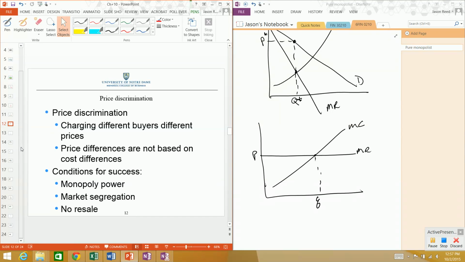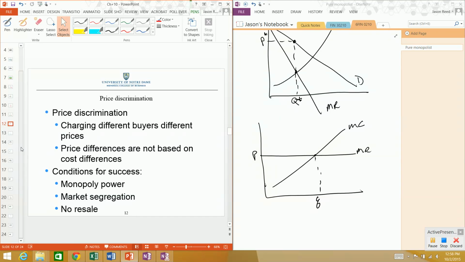Now this is a multi-price monopoly. In order to do this, first, clearly you have to have market power or some sort of monopoly power. It means that the firm must have some pricing ability. They need to be able to set prices, and that is intuitive. The second two are kind of new to us. The next is market segregation.